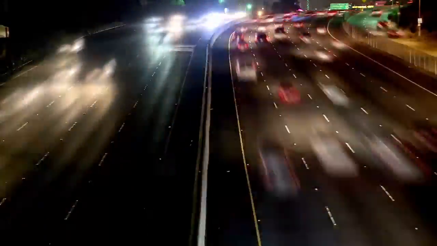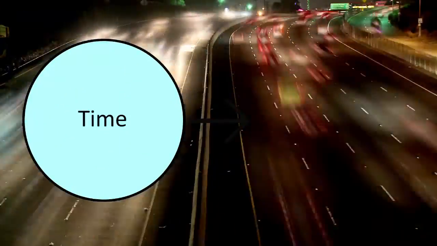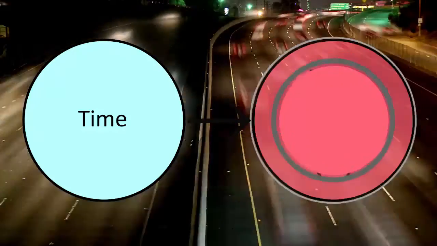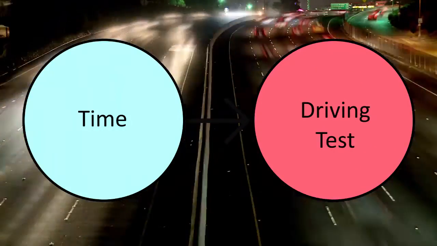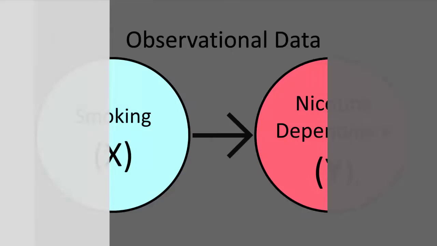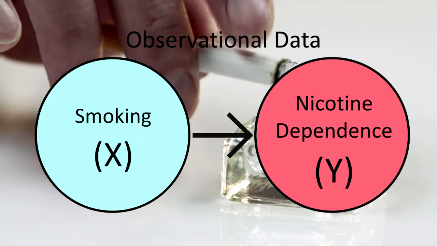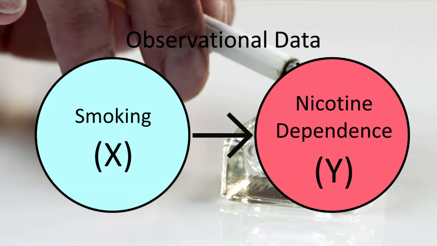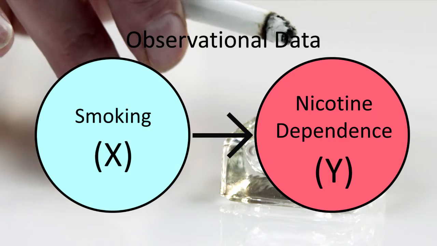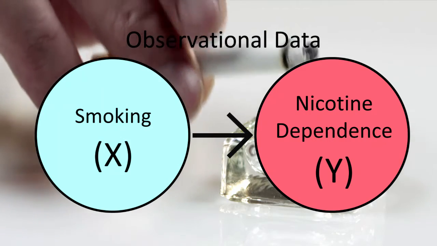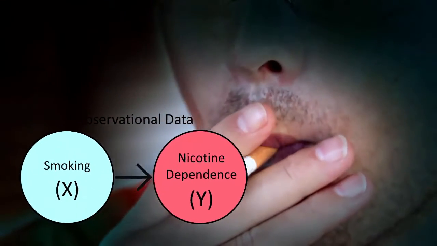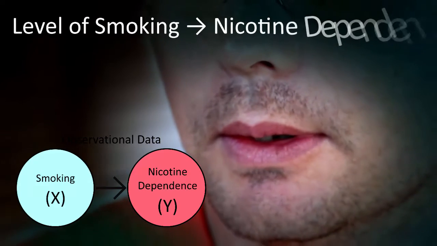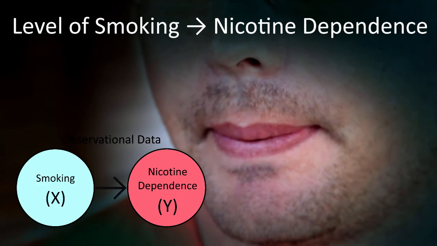If we want to see whether a person's pass-fail outcome on a driving test can be explained by the length of time that they practiced driving prior to the test, time would be the explanatory variable and driving test the response variable. For our sample research question, we've decided that smoking will be the explanatory or independent variable and nicotine dependence the response or dependent variable. More specifically, we're interested in the level of smoking at which nicotine dependence is experienced.